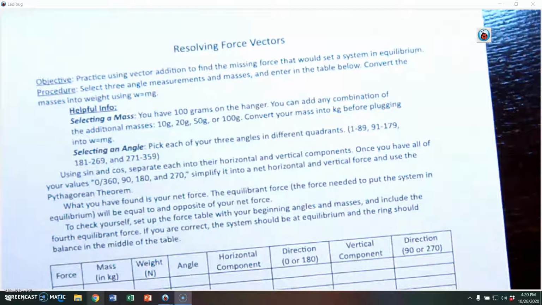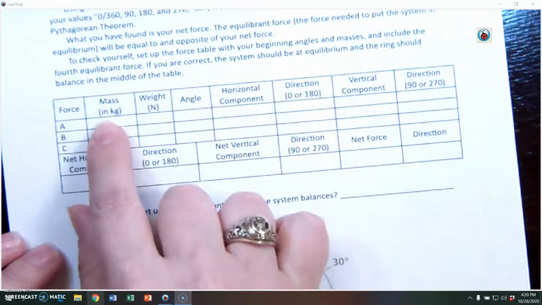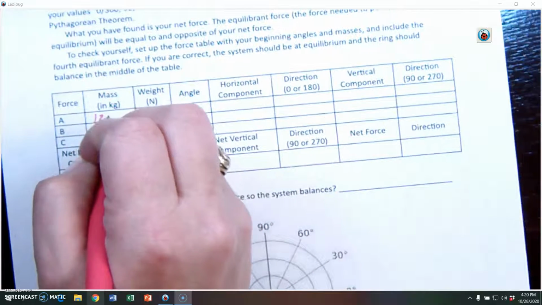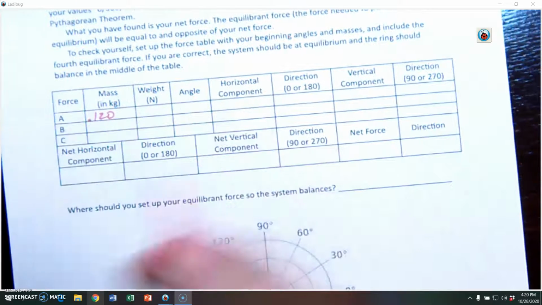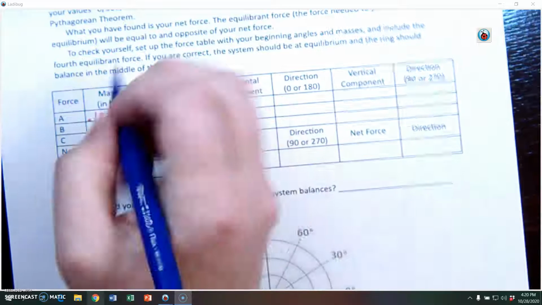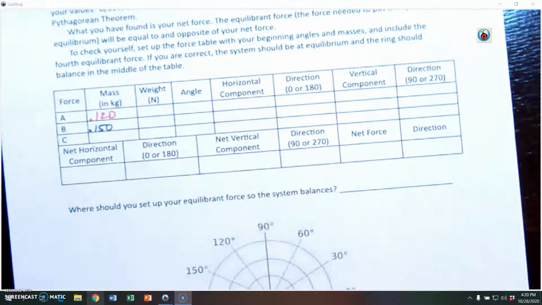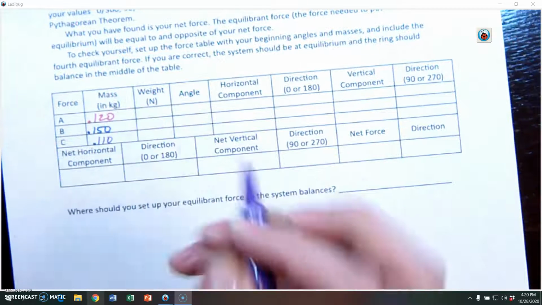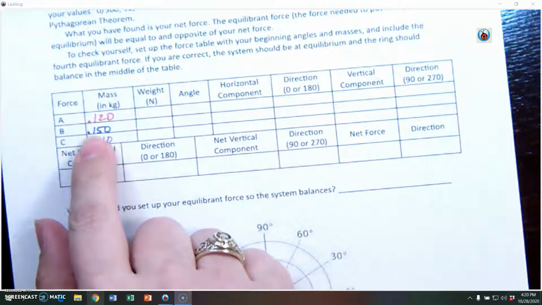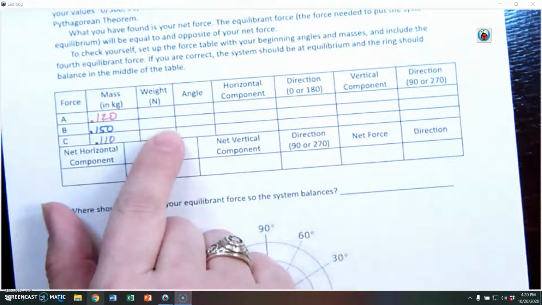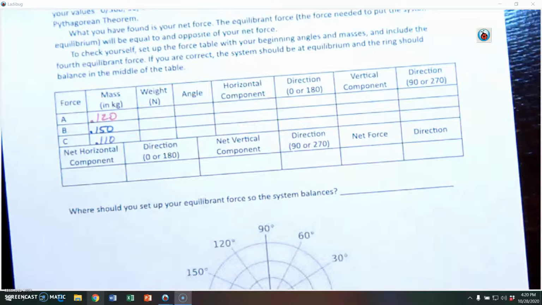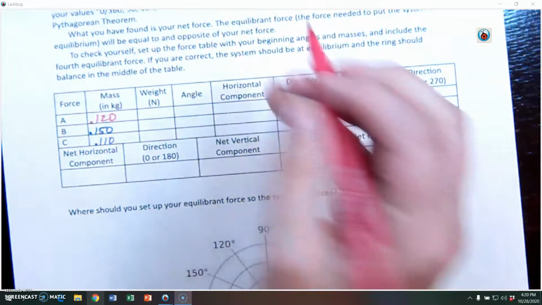So what I had them do is pick 3 different random masses. They might have picked maybe 120 grams, which would be 0.12 kilograms. Some picked 150, which would be 0.15. Some picked 110, which would be 0.11. And then we had to take those masses in kilograms and turn them into weight by multiplying by 9.8.